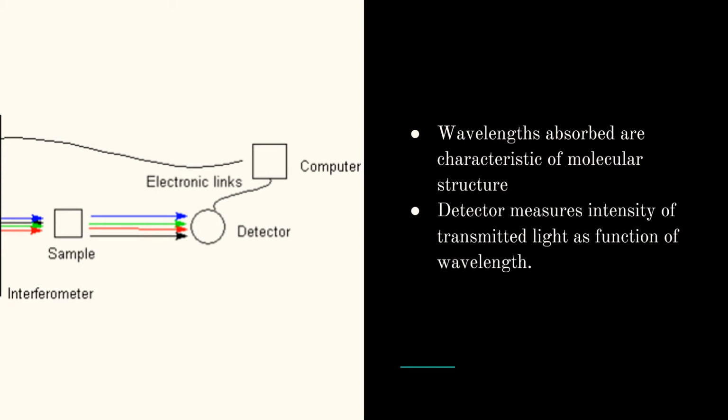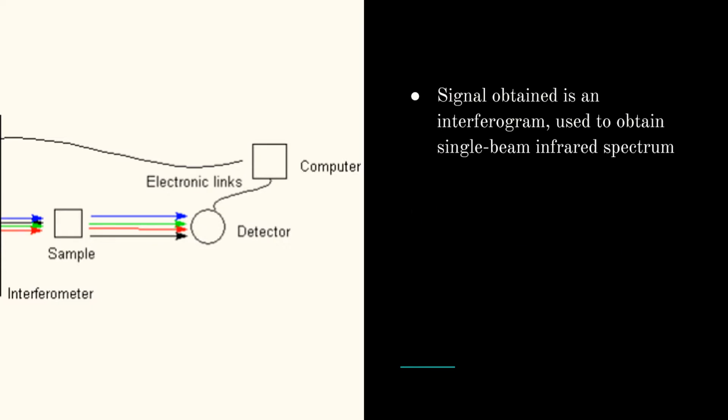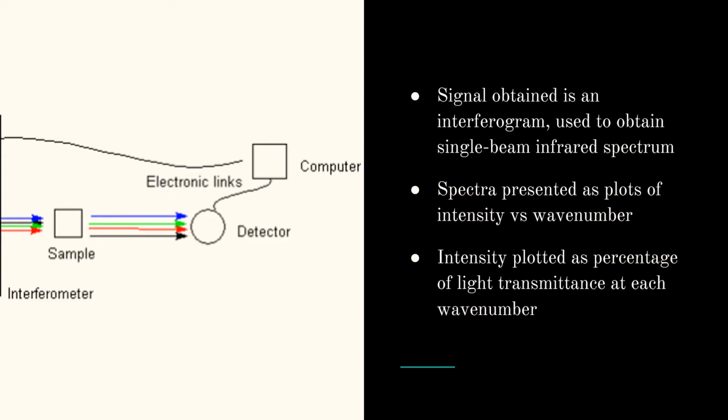A detector measures the intensity of transmitted or reflected light as a function of its wavelength. The signal obtained from the detector is an interferogram, which must be analyzed with a computer using Fourier transforms to obtain a single beam infrared spectrum. The FTIR spectra are usually presented as plots of intensity versus wave number. Wave number is the reciprocal of the wavelength. The intensity can be plotted as the percentage of light transmittance or absorbance at each wave number.